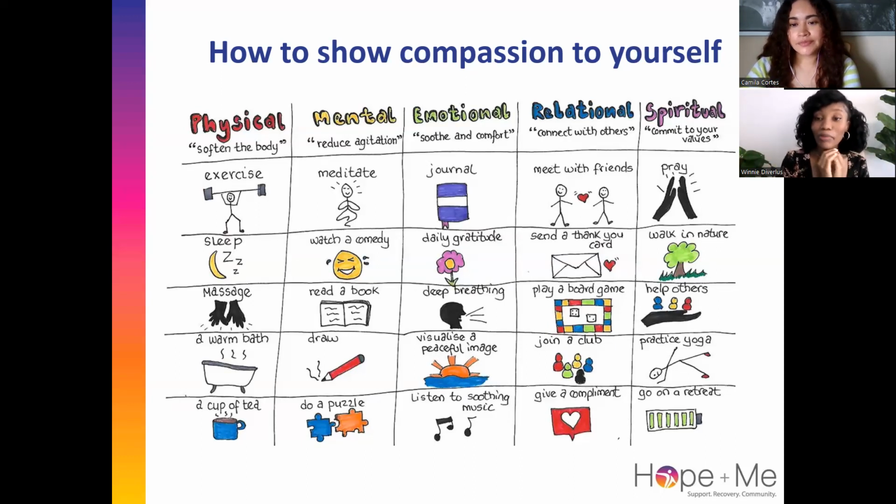And finally, helping others. Some of us find our comfort in helping other people. So, committing to your values by helping others is a great way of showing compassion to ourselves.